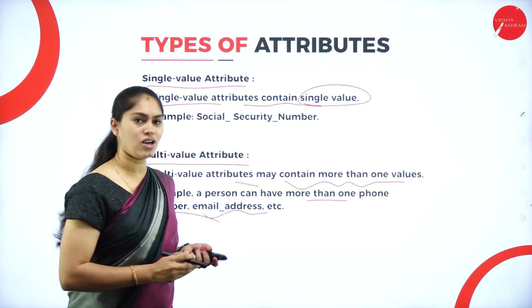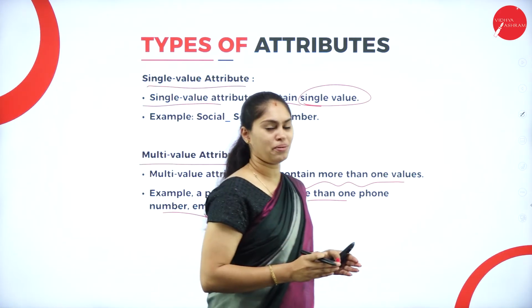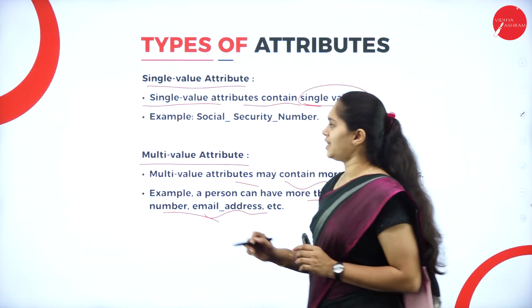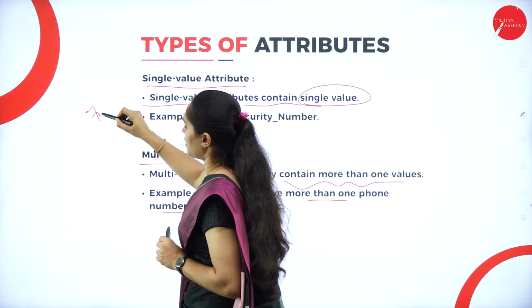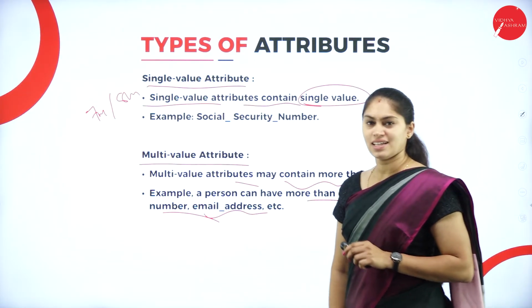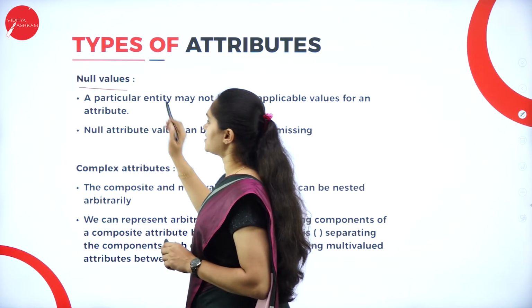So this is regarding what do you mean by an attribute or a property of an entity, along with the types of attribute. All these questions will be very, very important for either 7 marks or 8 marks. We'll see the next type of attribute, that is null values.